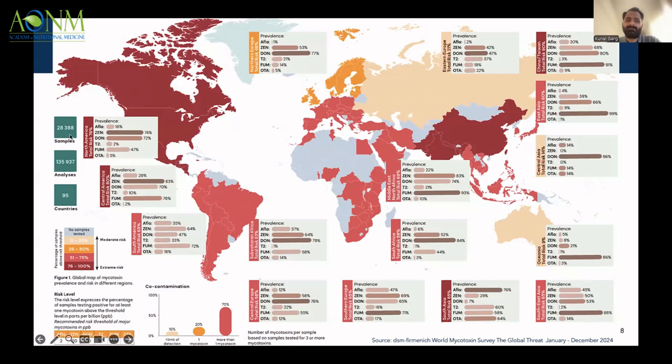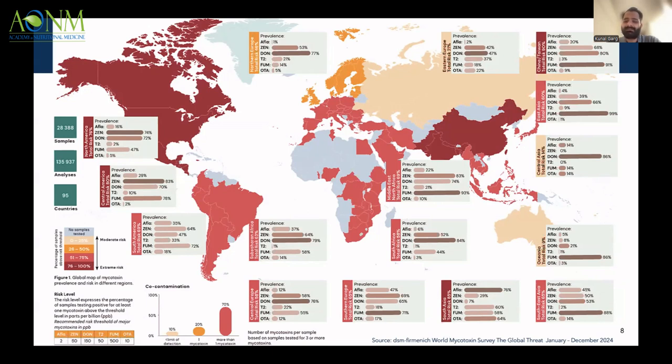In 2024, roughly 28,000 samples were submitted by 95 countries. You can see that the darker the red color, the higher the percentage of risk of mycotoxins in that particular country. The highest risk we see is in China, where 90% of the submitted samples had mycotoxins, compared to Australia and Oceania, where 9% had mycotoxins.